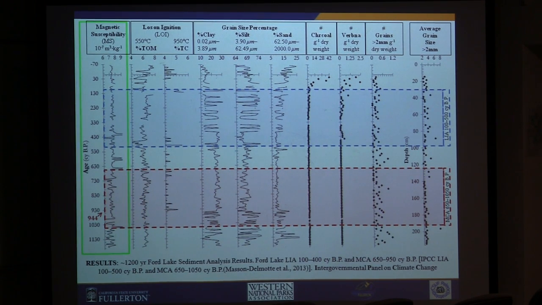For the magnetic susceptibility, it's a very small value. It goes up to 9 here. And basically the trend line is invariant. It's pretty much straight lining across. We have a few blips, but nothing that's exciting. Our percent total organic matter is pretty much doing the same thing. Low values, like the magnetic susceptibility.